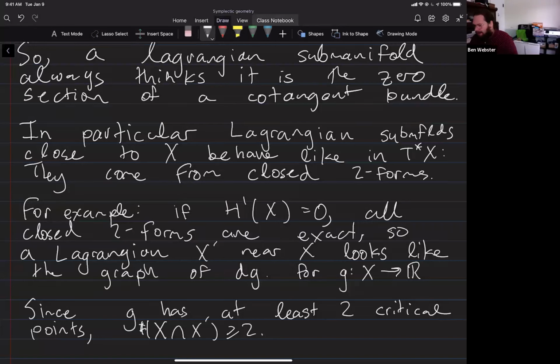All right, sorry, we're a little over time, but I can delay my question. I was just wondering why the space of nearby Lagrangian submanifolds would be like the space of closed two forms. Sorry, I meant closed one forms. Closed one forms.